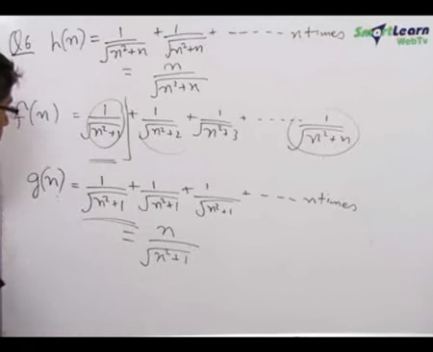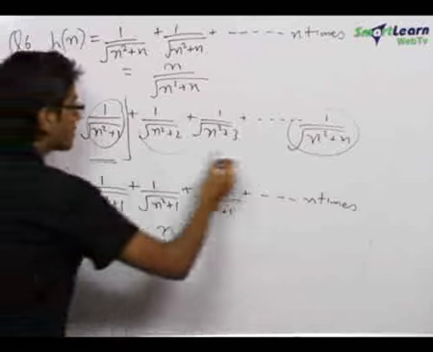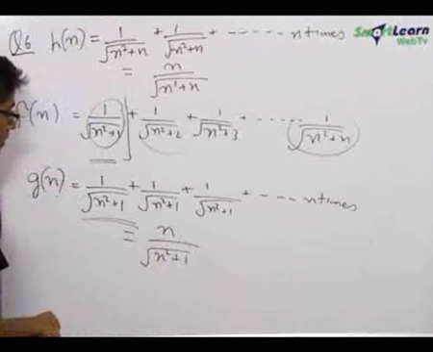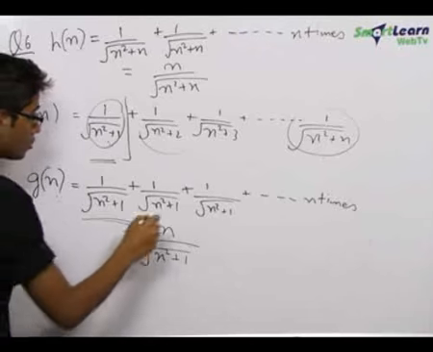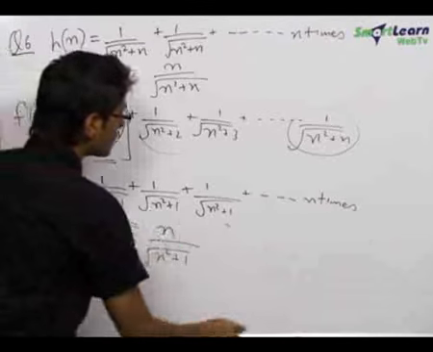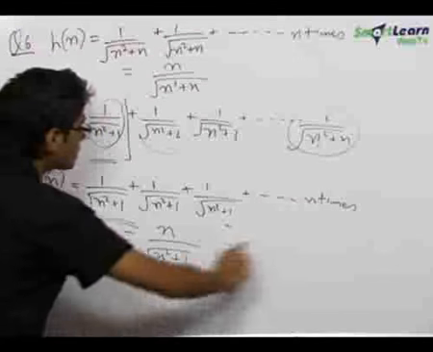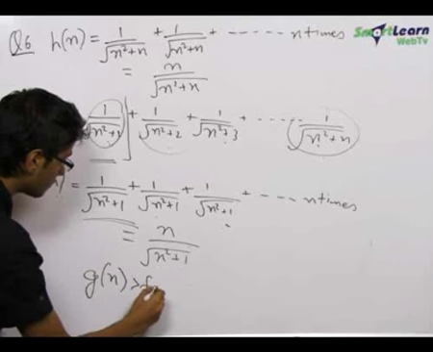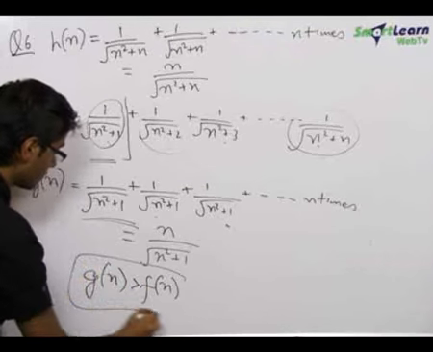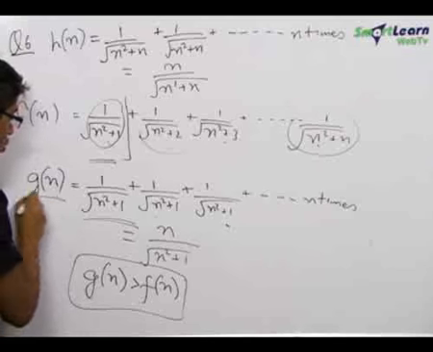Now what we see is, 1 upon under root n square plus 1 was the largest term of this series, and we have taken this largest term n times. So this is greater than this is greater than this, and obviously the last term would be greater than this term. So the sum of this series g of n would definitely be greater than f of n, because the largest terms have been added n times in g of n.